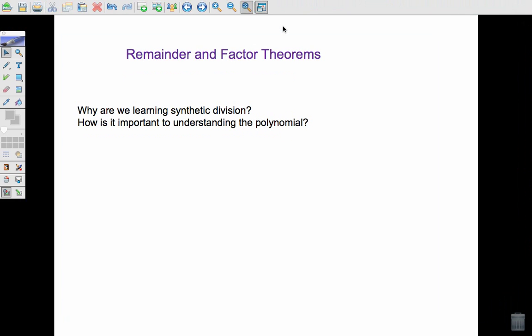Alright, so this video is on the factor and remainder theorems, and both of these theorems are going to show us why we have been learning synthetic division and how it's important to understanding our polynomial. The remainder and the factor theorem are going to help us to find zeros, also known as x-intercepts.